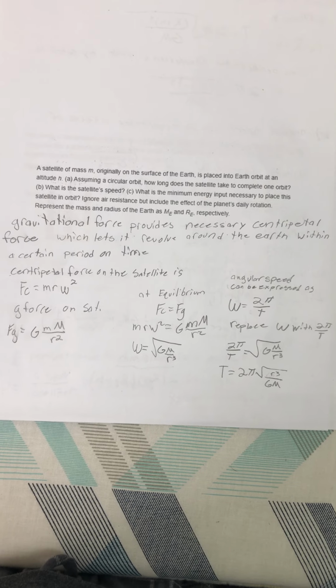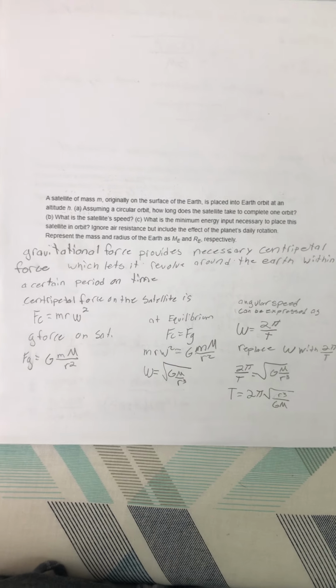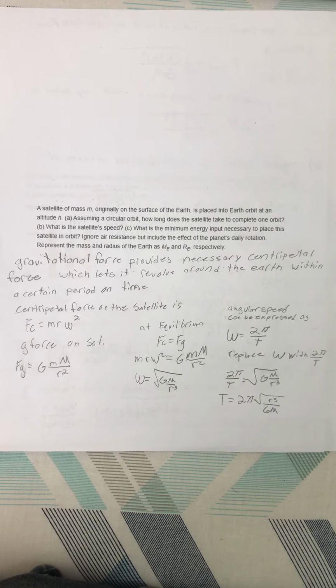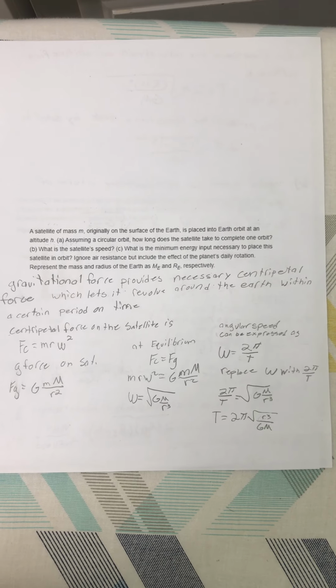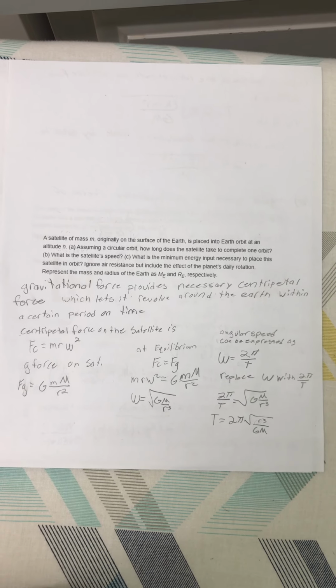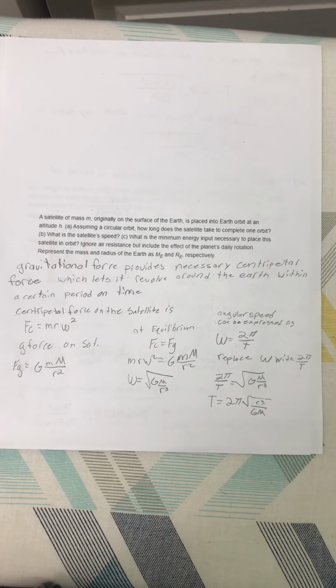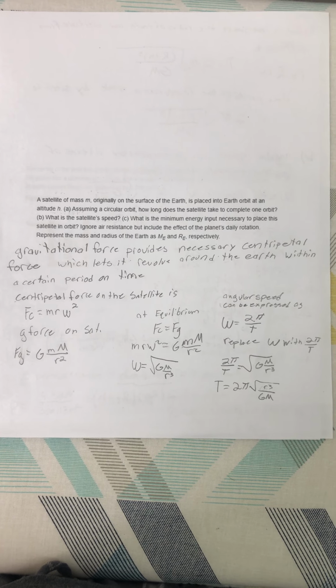And then for the third problem of chapter 13, we have a satellite of mass m, originally on the surface of Earth, is placed into Earth orbit at an altitude h. A, assuming a circular orbit, how long does the satellite take to complete one orbit? B, what's the satellite's speed? And C, what is the minimum energy input necessary to place this satellite in orbit?